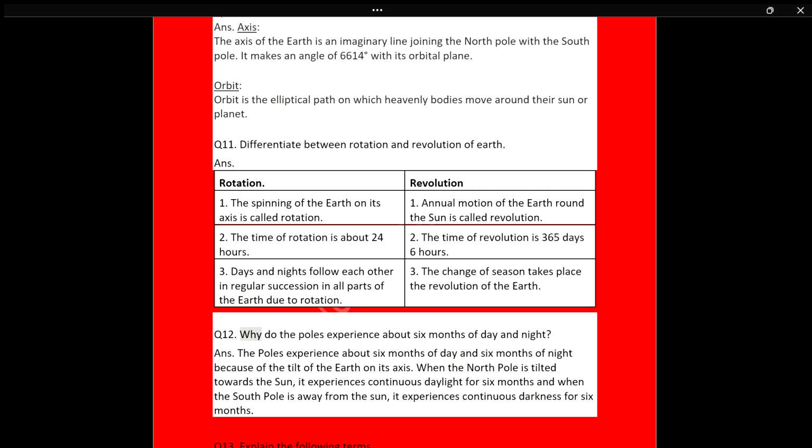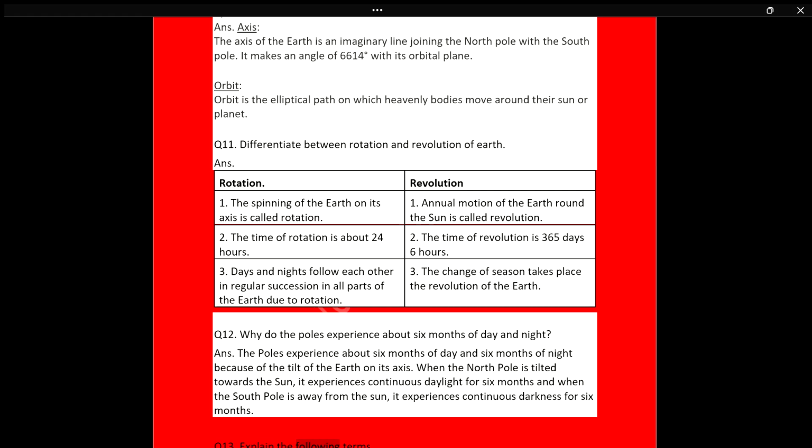Q12. Why do the poles experience about 6 months of day and night? Ans. The poles experience about 6 months of day and 6 months of night because of the tilt of the Earth on its axis. When the North Pole is tilted towards the sun, it experiences continuous daylight for 6 months, and when the South Pole is away from the sun, it experiences continuous darkness for 6 months.